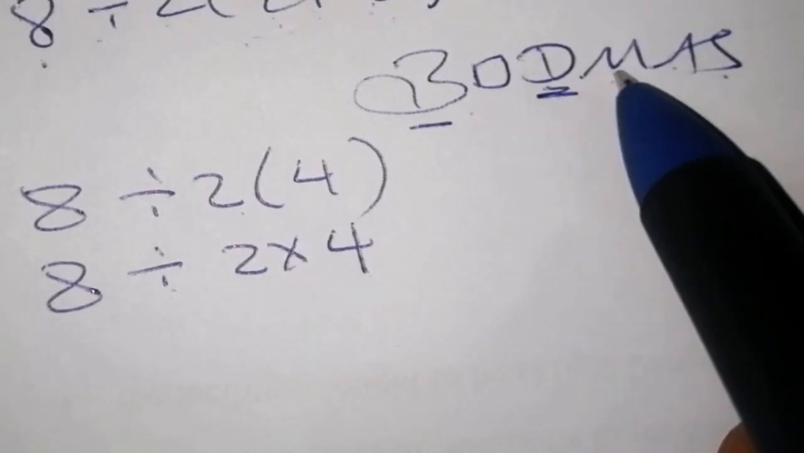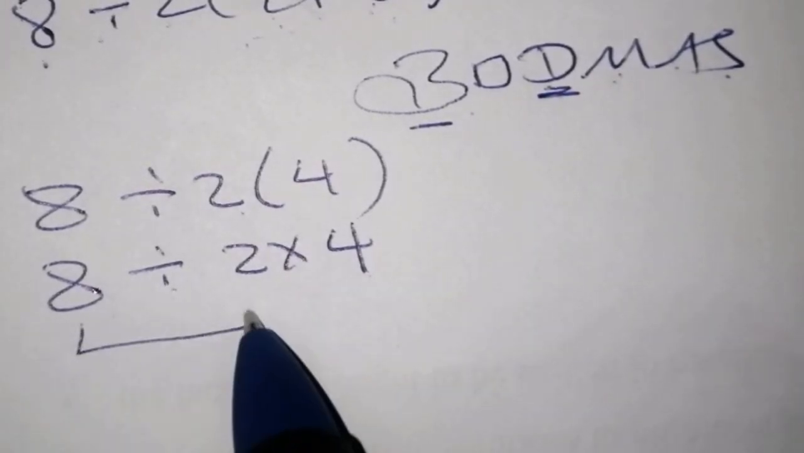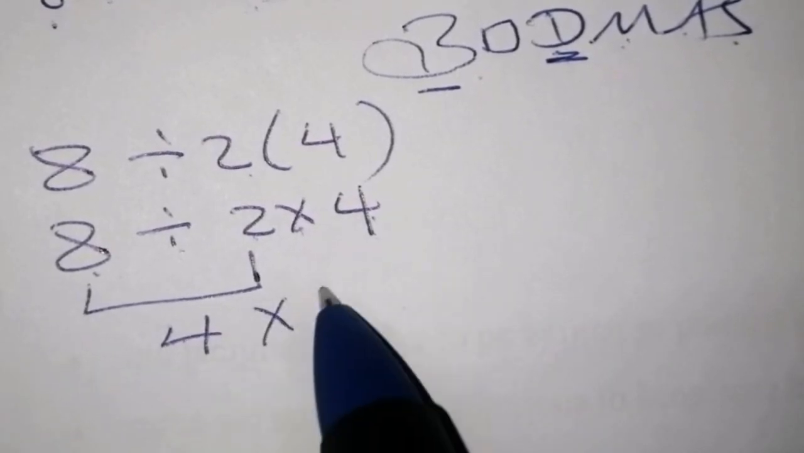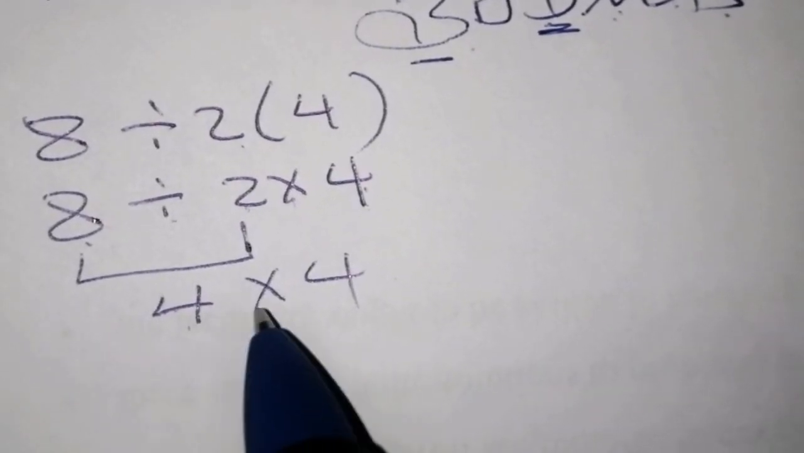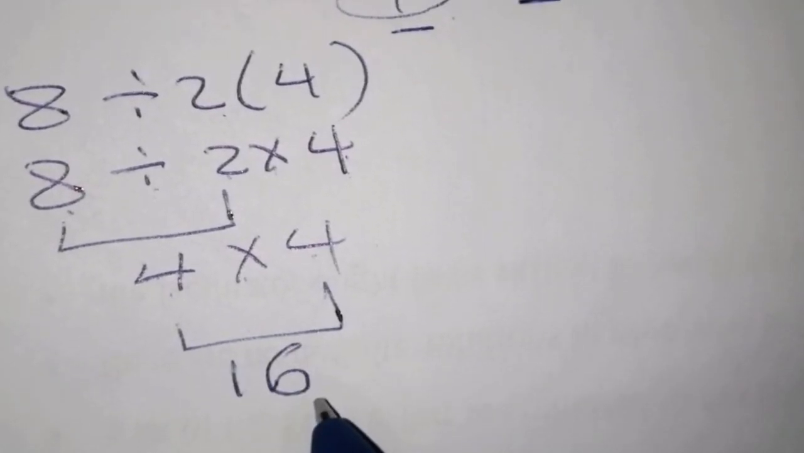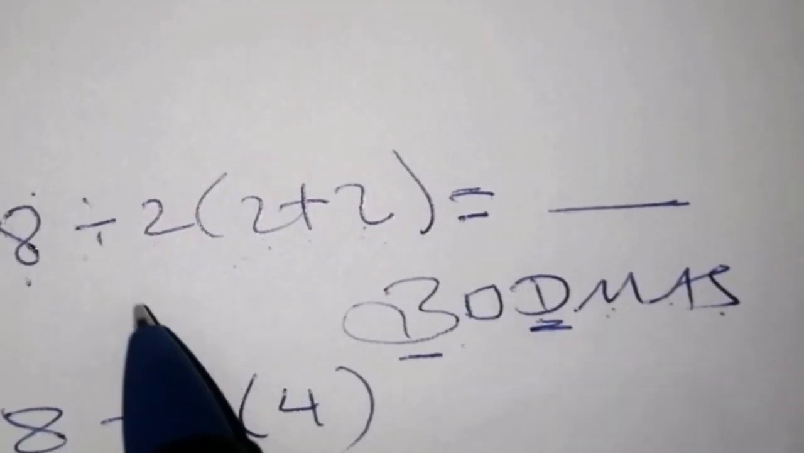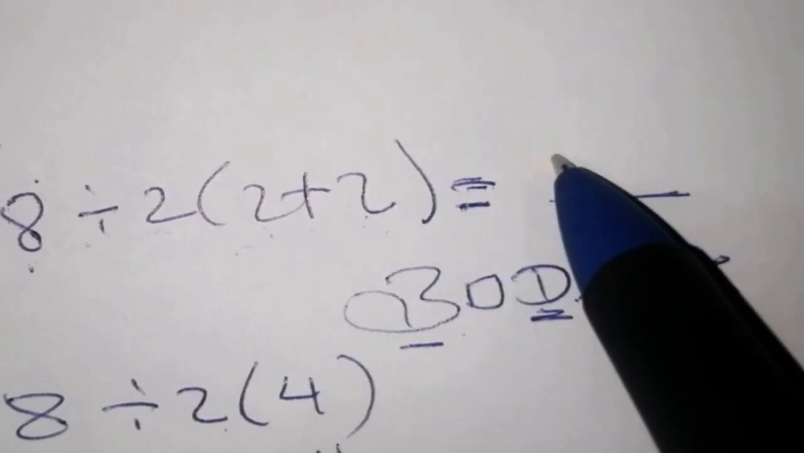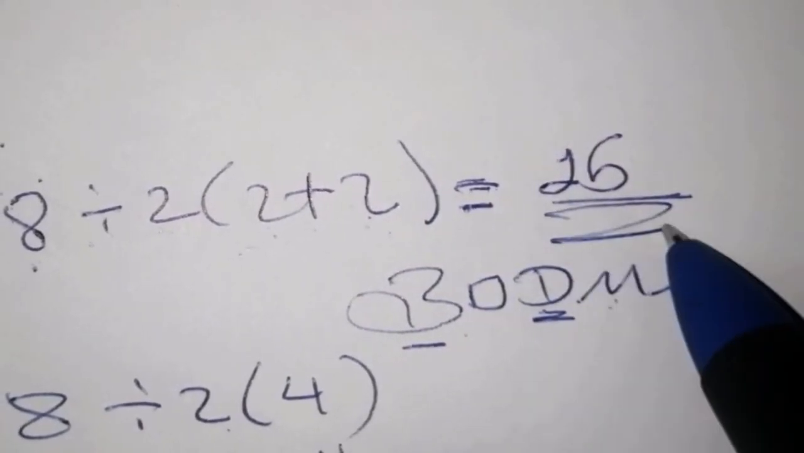Okay, division and multiplication. Therefore, first we divide, so 8 divided by 2 is 4, then times 4, 4 times 4 equals 16. Therefore 8 divided by 2(2 + 2) equals 16.